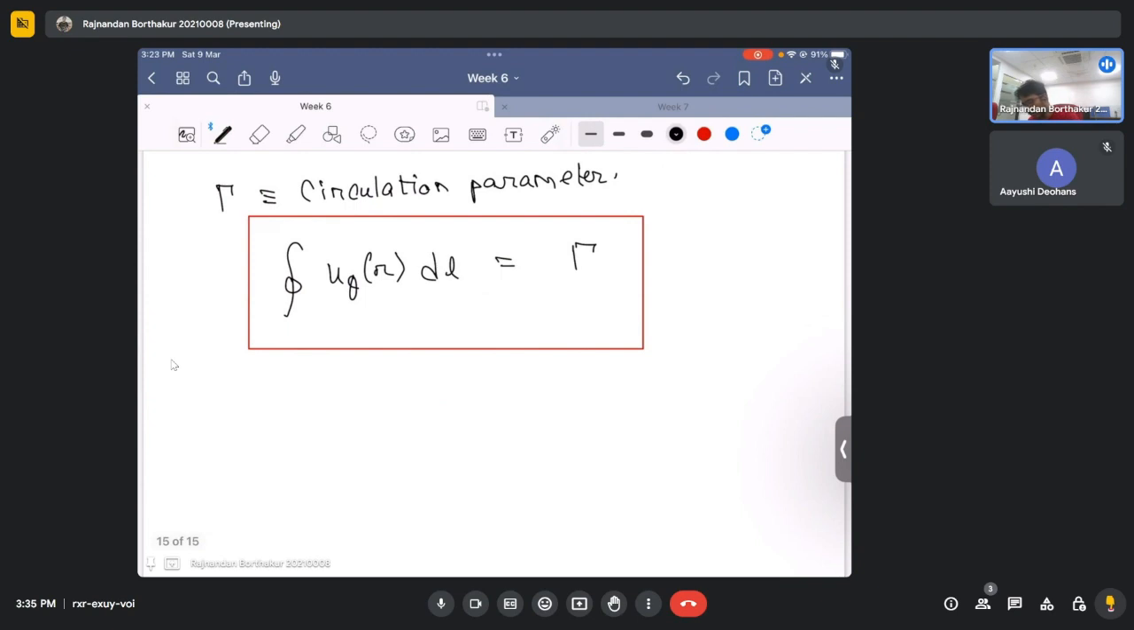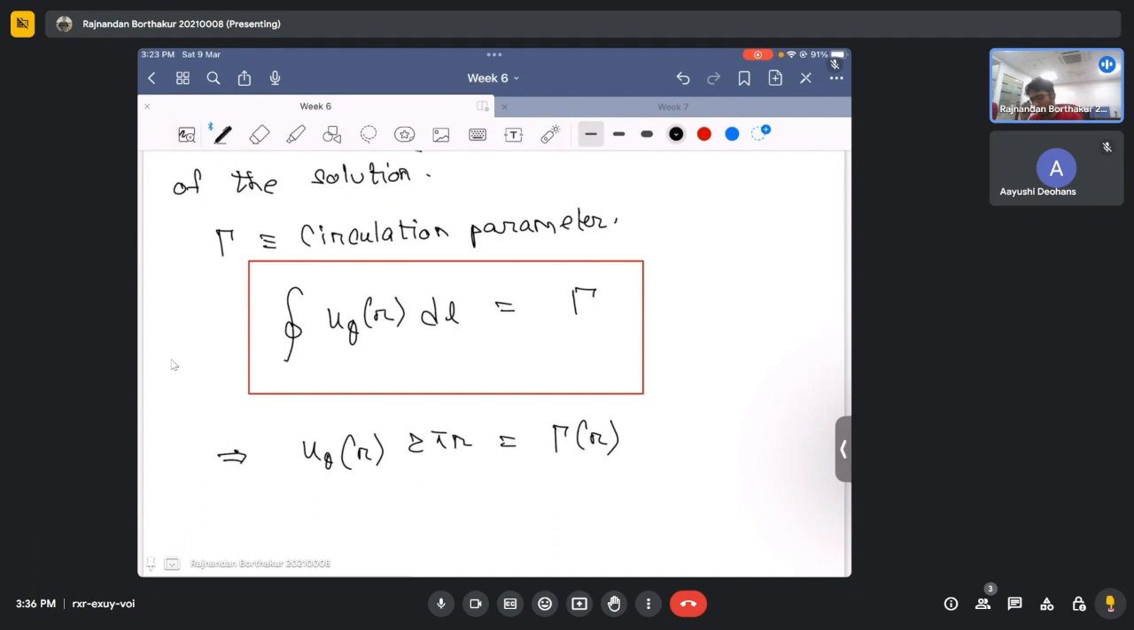If I simplify this for our problem, this simply becomes u theta as a function of r, into 2 pi r. And then this gamma will also be a function of r, and this definition of gamma is valid at each and every point of the radius.